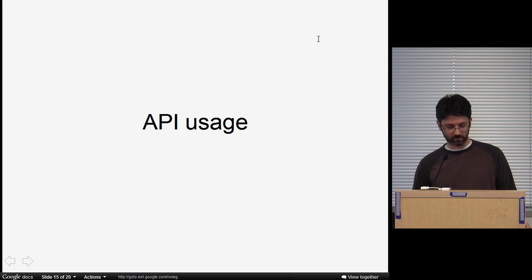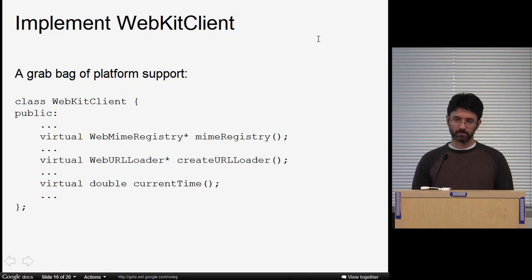Yeah, so API usage, a little bit about WebKit client. In order to get going using the WebKit API, you have to implement WebKit client. And then it's just a matter of using the WebView and various other interfaces to do what you need. Here's just a small sampling of some of the things you'd find here. WebCore needs to know information about the MIME registry when it's loading resources, so the embedder has to provide that information. So there's an interface for that. As you can see here, when WebCore wants to load resources, it needs to ask the embedder, hey, load some resources for me. So there's an ability to create a web URL loader.